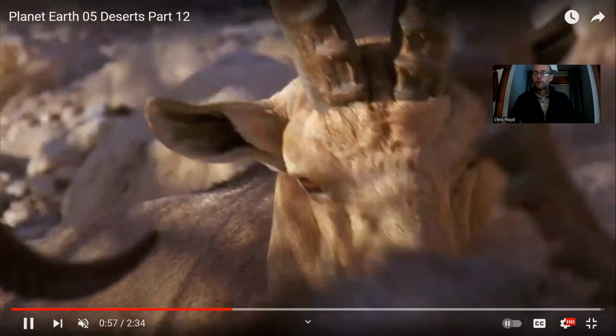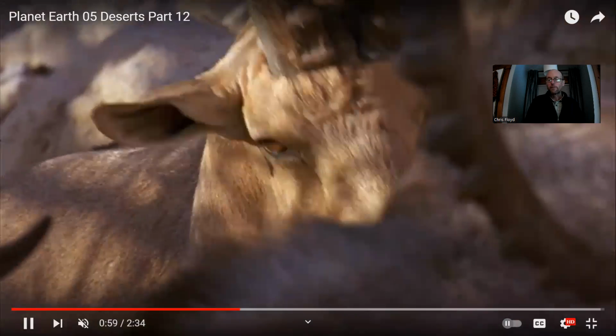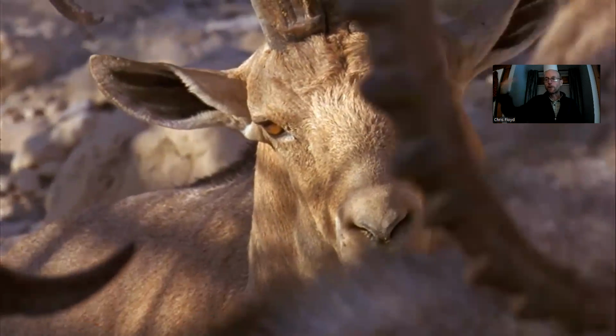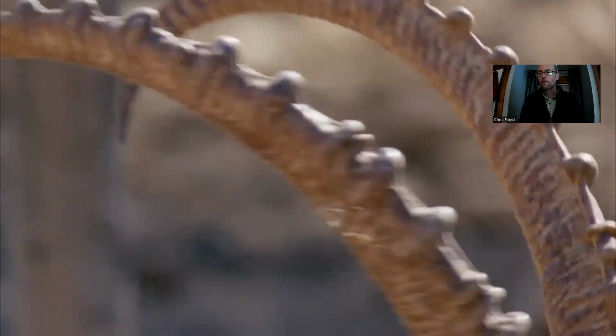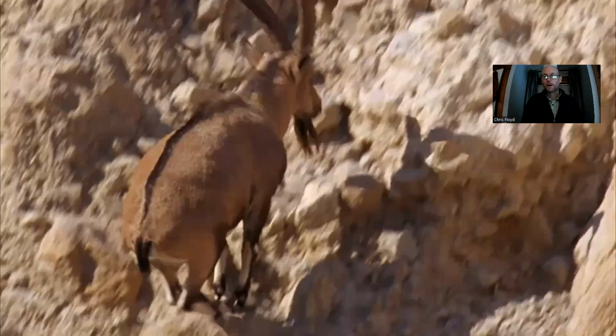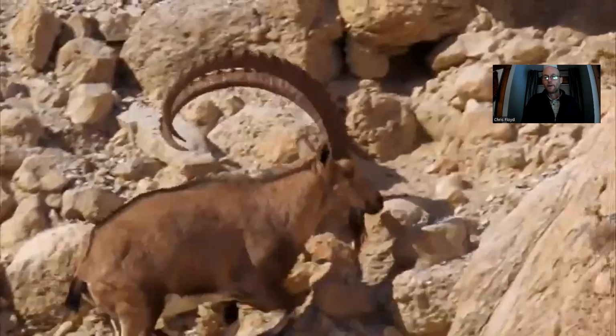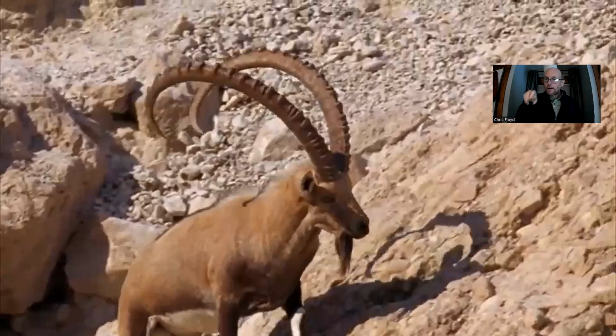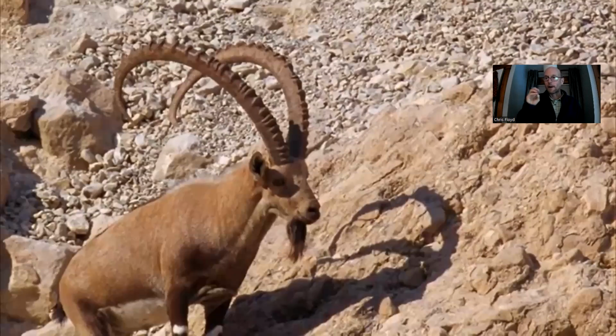This is what they're going to do. These are males. The winner of these contests will be ranked as dominant, and he will have a better chance of mating than those that aren't dominant. Up he goes. Notice again how the hooves are able to grab little tiny features of the rock, like an expert rock climber.